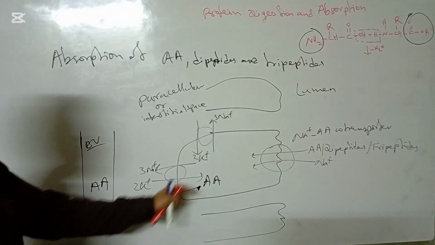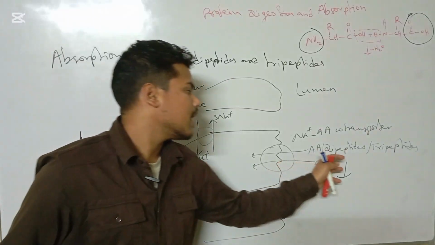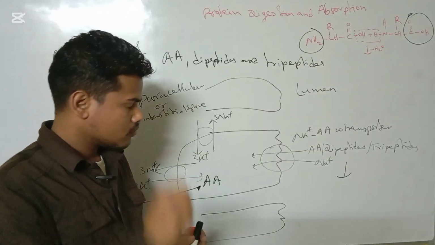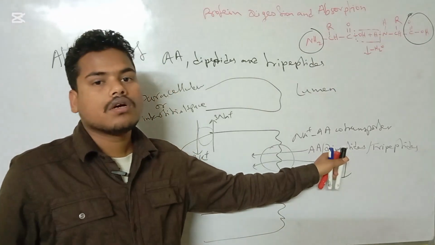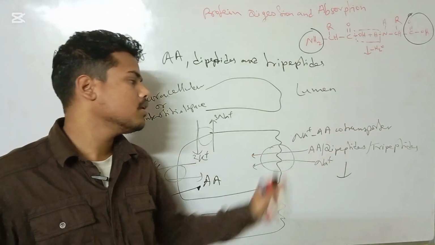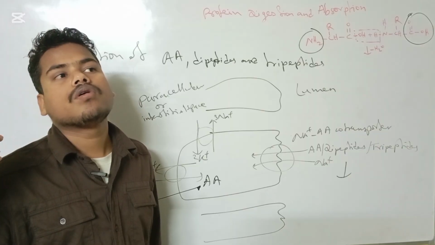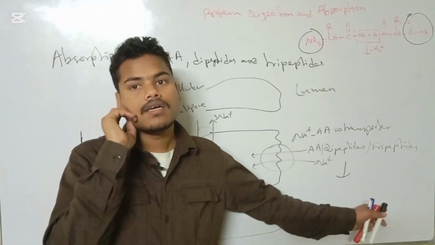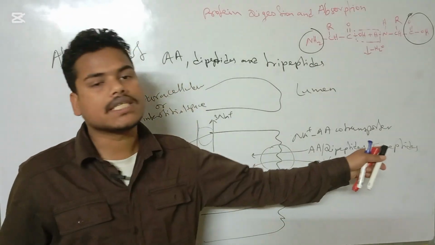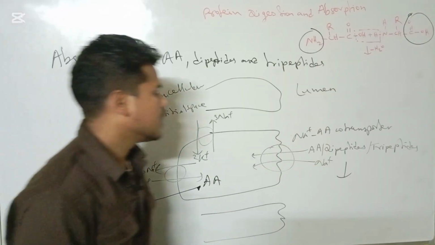So remember this absorption. Other books and authorities also suggest that there are specific transporters for dipeptides and tripeptides besides the sodium amino acid co-transporter, and that will be the proton linked peptide transporter, which causes the absorption of these dipeptides and tripeptides. So remember that too, and by that mechanism dipeptides and tripeptides can also be absorbed.